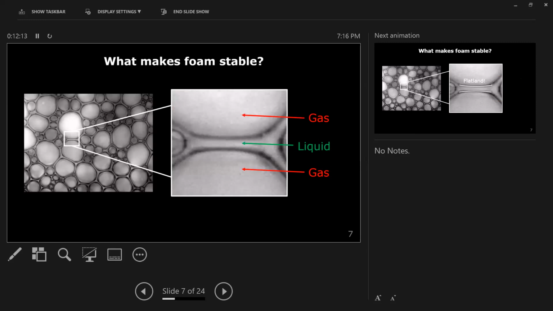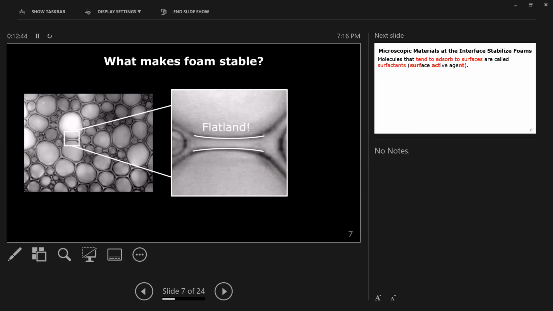If you zoom in further, this is a photo of a foam taken with a microscope. If you zoom in even farther, you can see there's a gas bubble here, another gas bubble here, and liquid in between. The planes where the gas meets the liquid, the interface, are what cause stability in these materials. This is flatland, right? This is why interfacial phenomena matter so much in foams: you have all of this interfacial area where stuff needs to happen in order to make things stable.